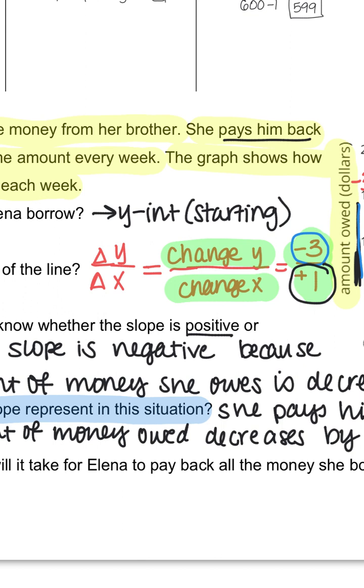And then lastly, how much time will it take for Elena to pay back all the money she borrowed? This is when our y value equals 0. So we are looking at our y-axis here and where our line intersects that, which is at 6. So that would be 6 weeks. We want to label our answer with what our axis is labeled with.